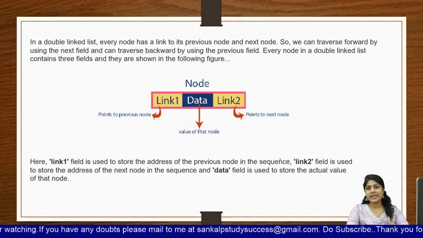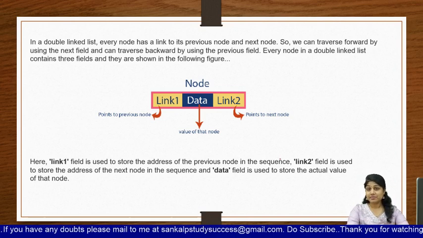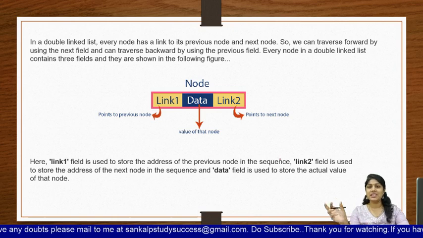And how can we create a node in the double linked list? A single linked list node consists of two parts: the first is the element part and the second part is the address of the next node.